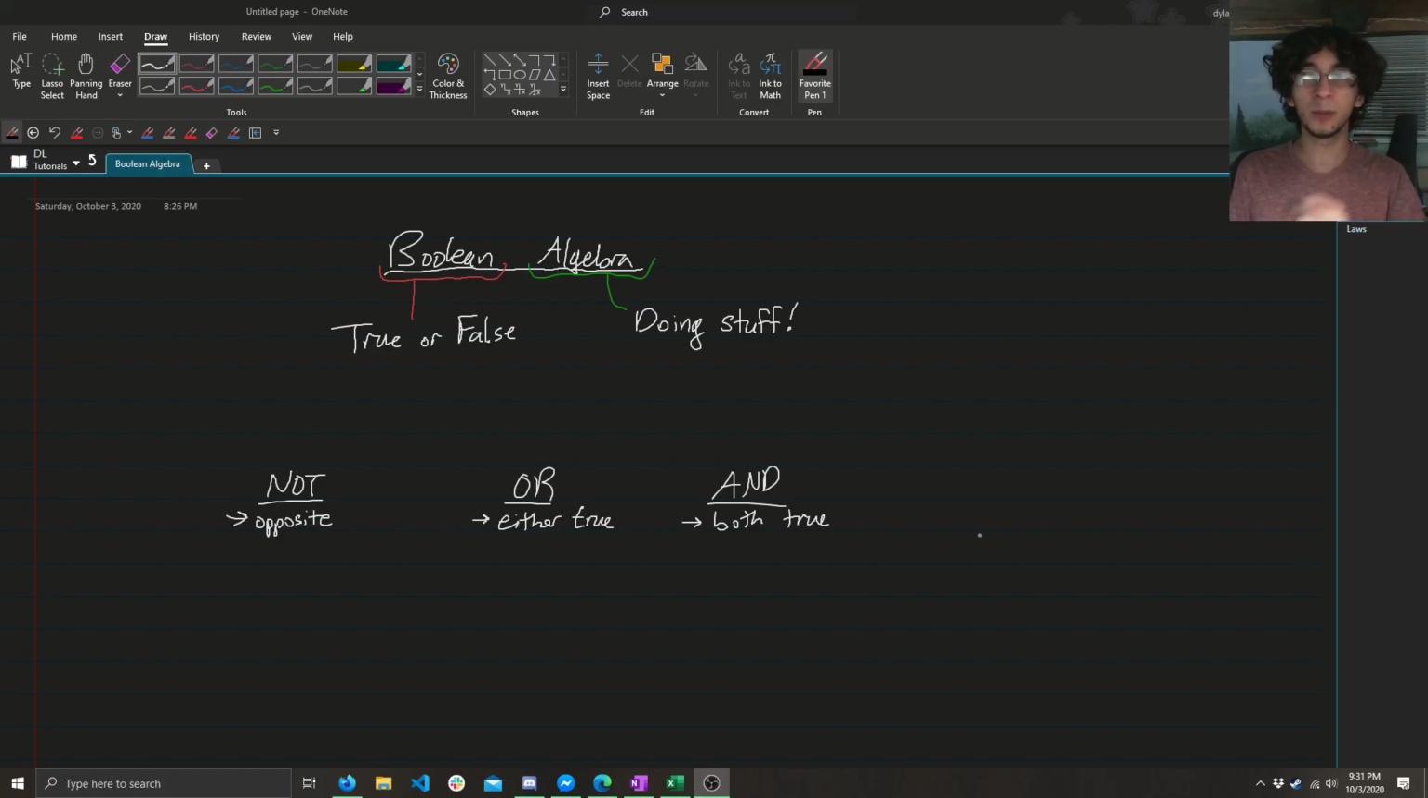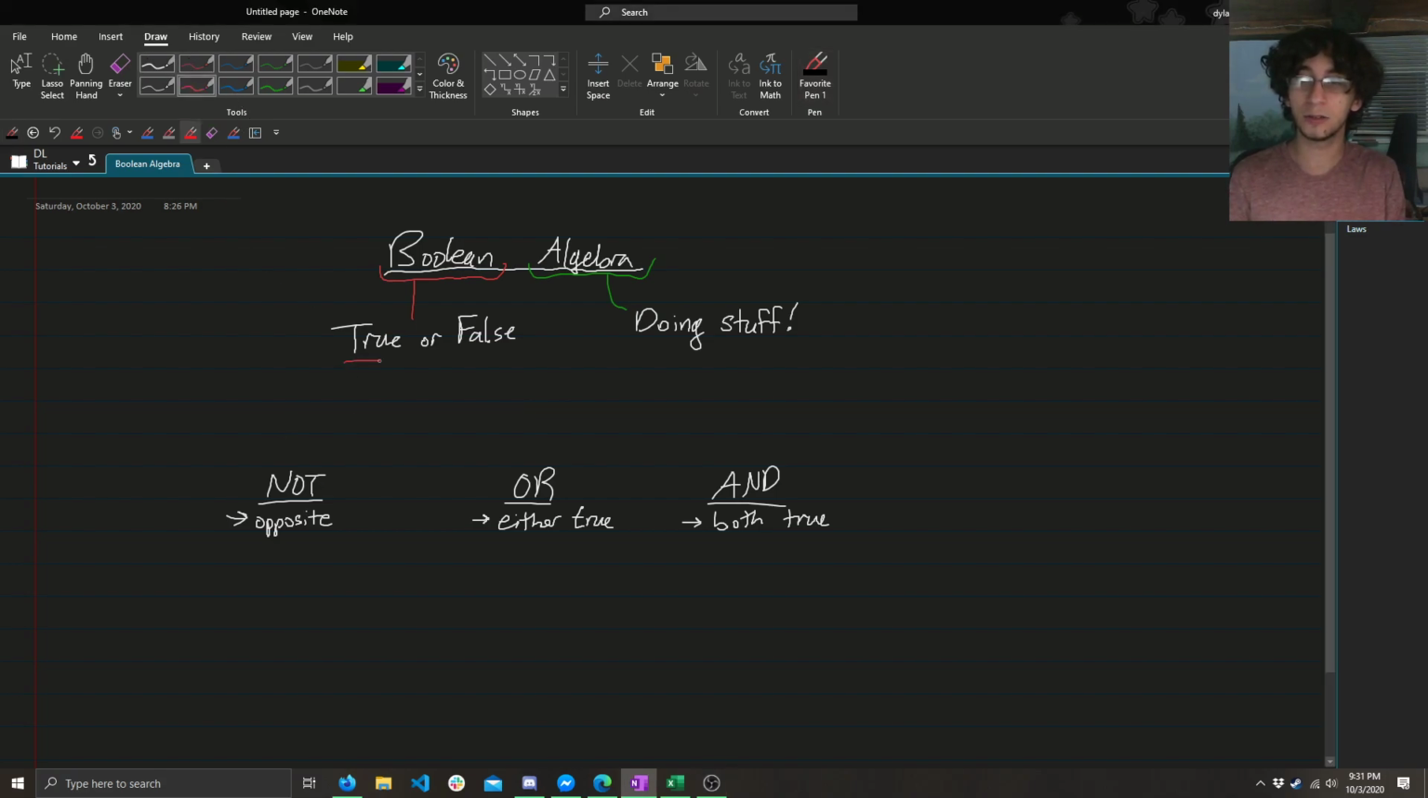Hi, today I'm going to be showing you guys all about Boolean algebra. There are two parts of Boolean algebra, a Boolean and an algebra. Well, first, what is a Boolean? Well, a Boolean is just something that is either true or false. Pretty simple. Now, we can represent this as either a T for true or a 1. And for false, we can have either an F or a 0.